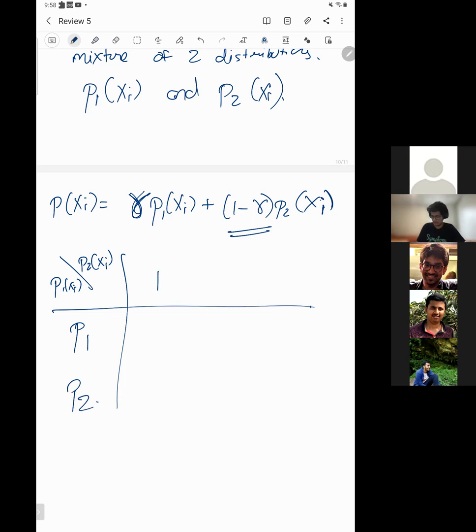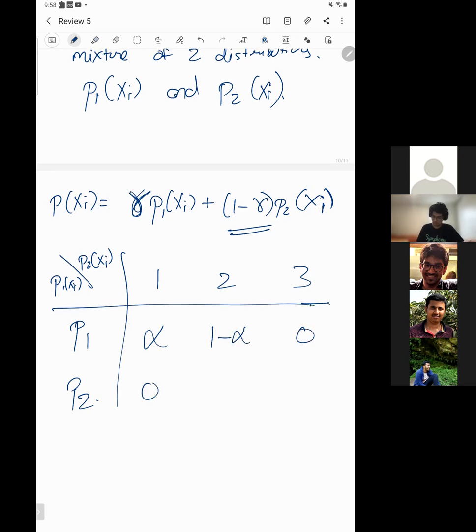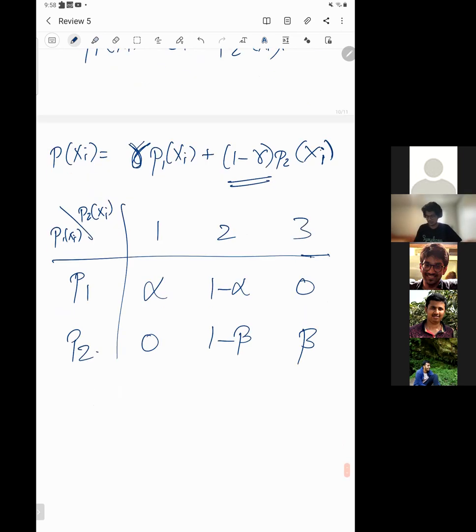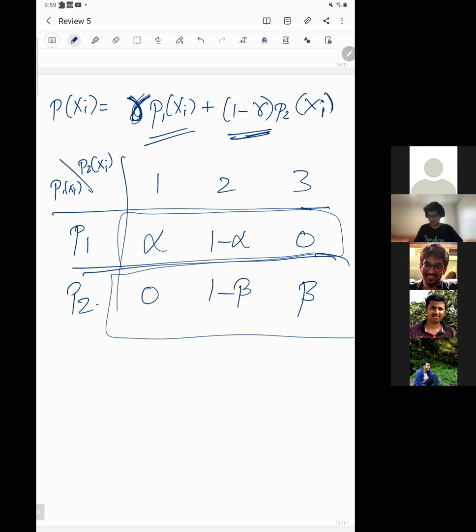As we know, xi can take only three values, 1, 2, and 3. So alpha, 1 minus alpha, 0, and 0, 1 minus beta, and beta. These are the two distributions. It's like you toss a coin: the probability of heads is gamma, and the probability of tails is 1 minus gamma. If heads comes, you sample from the first distribution, and if tails comes, you sample from the second distribution.